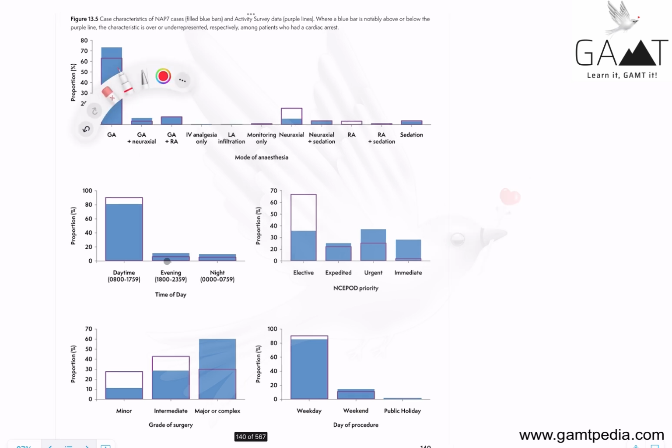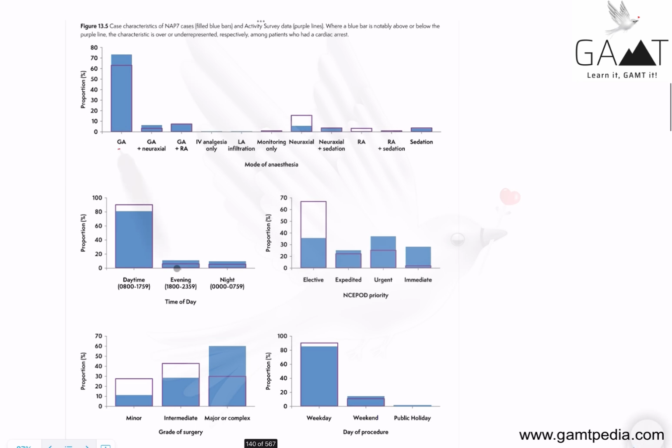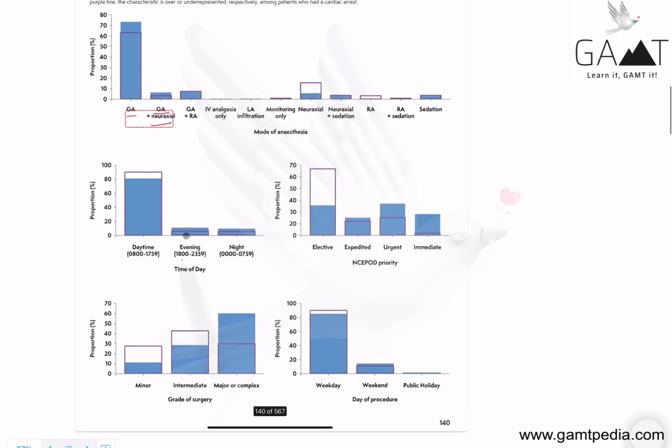When you look at the associations, general anesthesia and general anesthesia plus neuraxial have a higher incidence of perioperative cardiac arrest than neuraxial alone, regional anesthesia, or regional sedation. Again, evening and night times are overrepresented. Expedited, urgent, and immediate surgeries all have a higher incidence of perioperative cardiac arrest than elective surgeries.